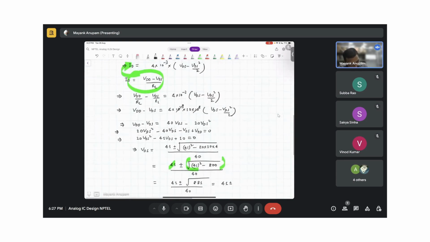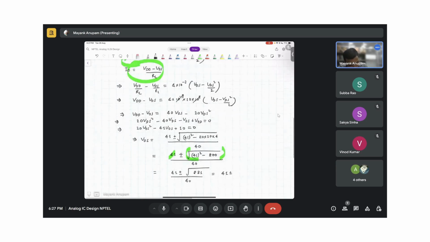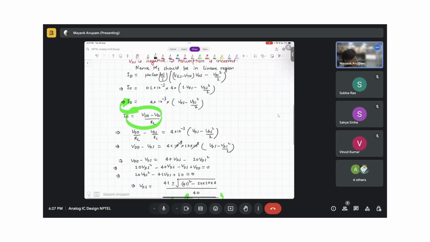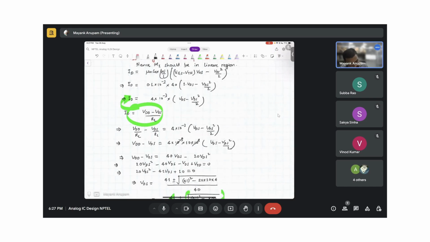I have not made any mistake somewhere, right? Because it feels like I have made a mistake somewhere. So VDD by RL, this is correct. VDS minus VDS square by 2 is also fine.